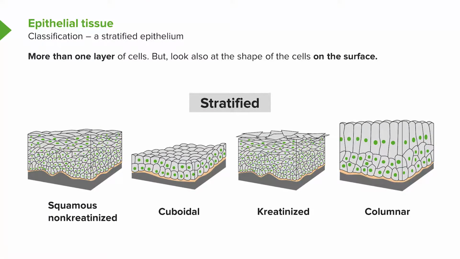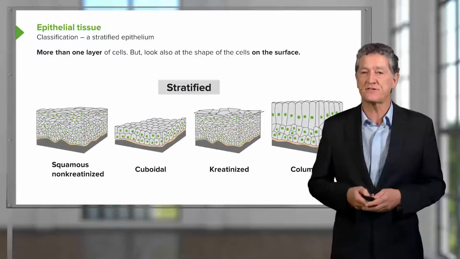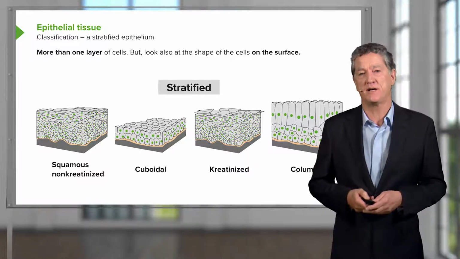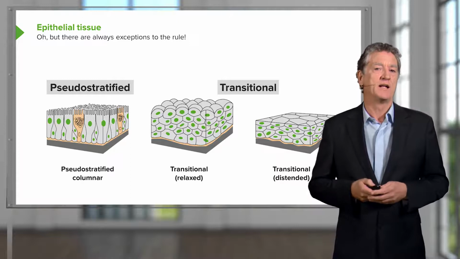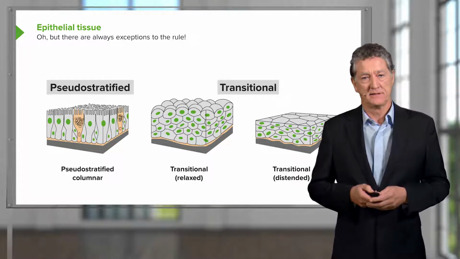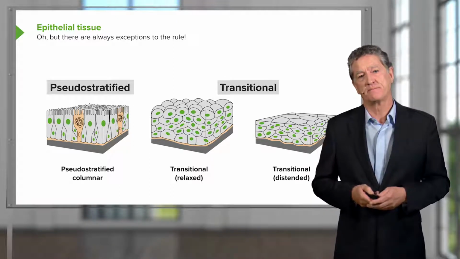Or, as we see in skin, the surface cells may be keratinized, so we call it a stratified keratinized epithelium. Rarely, we may find an epithelial surface that is stratified and the surface cells are columnar. In that case, it's called a stratified columnar epithelium.